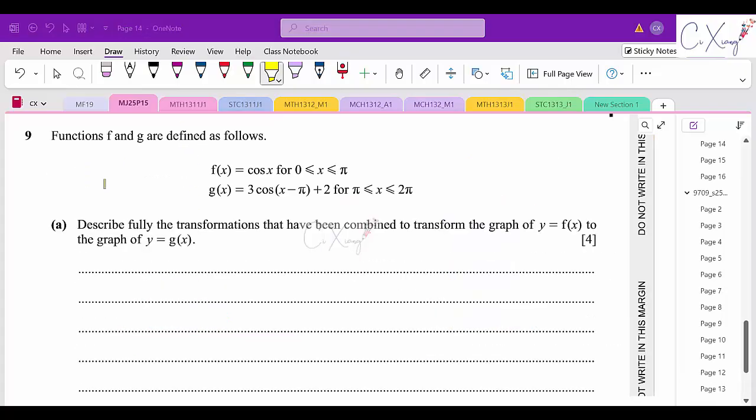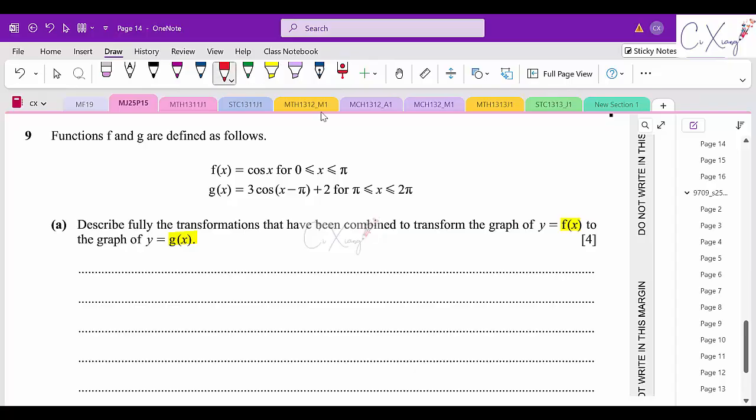Okay, question number 9. Describe fully the transformations that have been combined to transform the graph of f(x) to g(x). We are having the function f(x), we are having the function g(x). You can see that both of them are having the basic function, which is the cos x. And they want us to describe the transformation that has been combined from f to g. So let's have a look here.